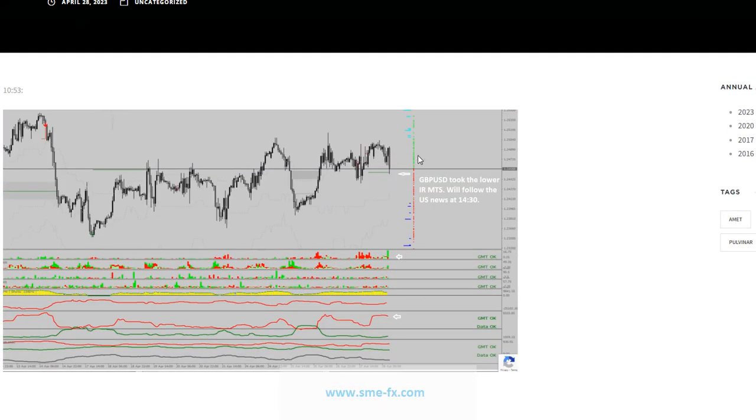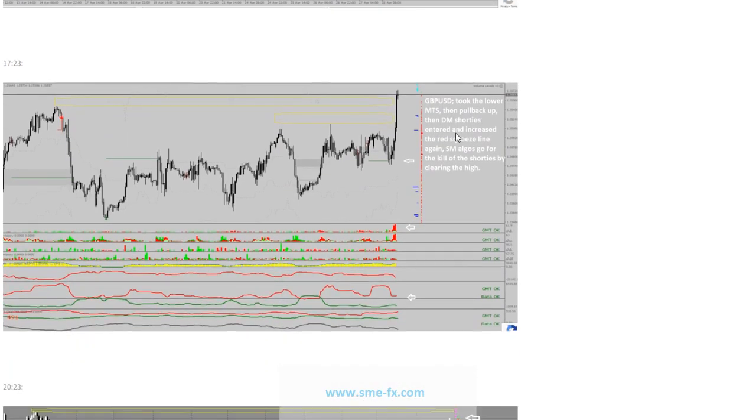Okay, so it cleared that target. The news came out, and shorties went into the market. Dominant shorties thinking, oh, the dollar needs to get stronger, I need to sell, and because they sold, it led to a big up move above the high. I didn't catch the long trade because it was a bit fast.